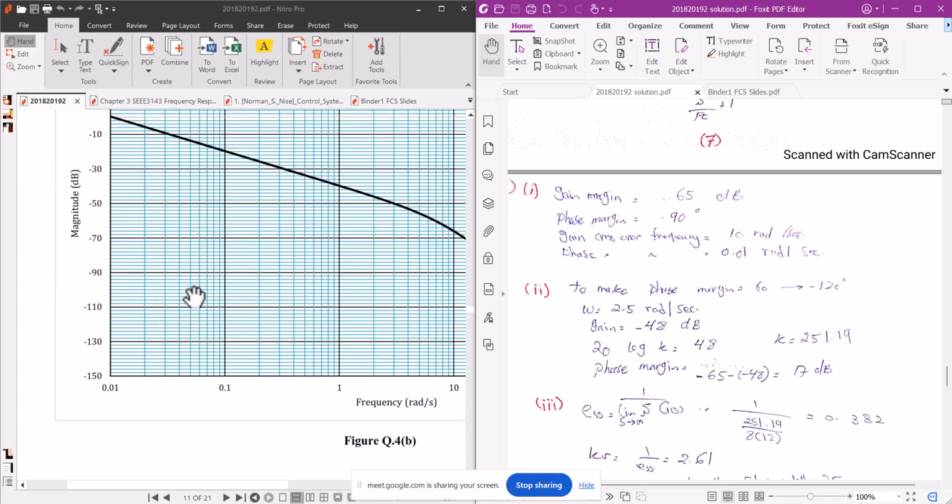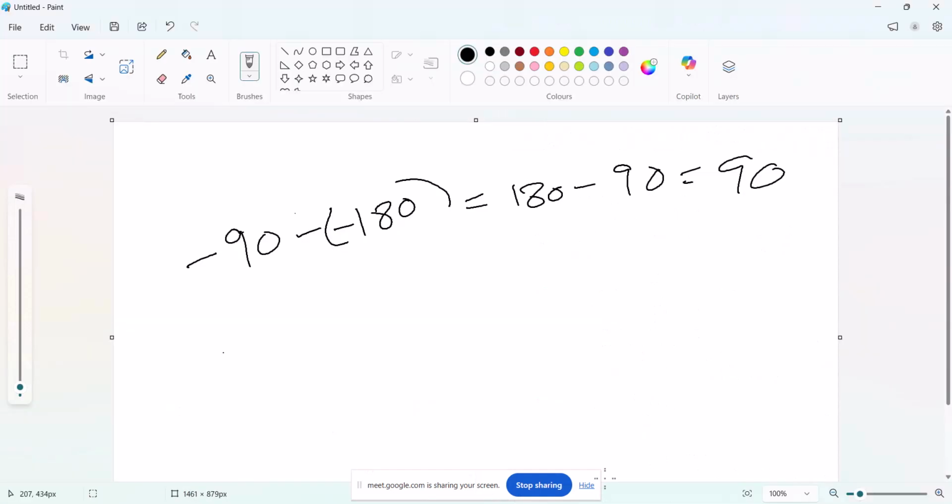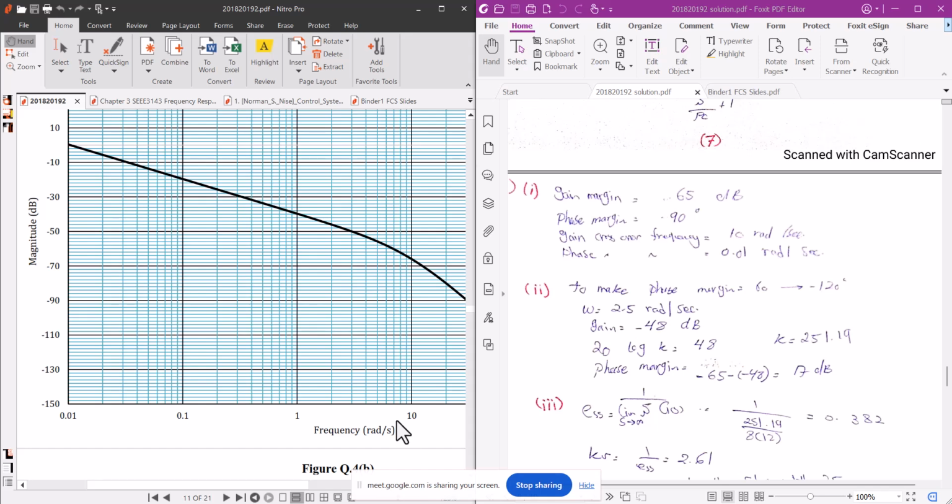And what is your gain margin? Your gain margin will be at the phase crossover frequency, that is 10, and your reference is 0 dB. This comes out to be something around 65 or 66. So it will be 0 minus minus 65, that will be 65. So this will be your gain margin at the phase crossover frequency. So yes, it's written okay, 65 dB and 90 degree, and these values are swapped.